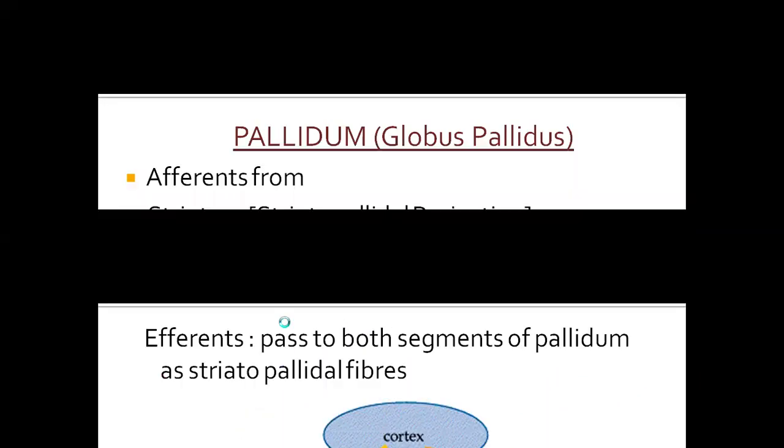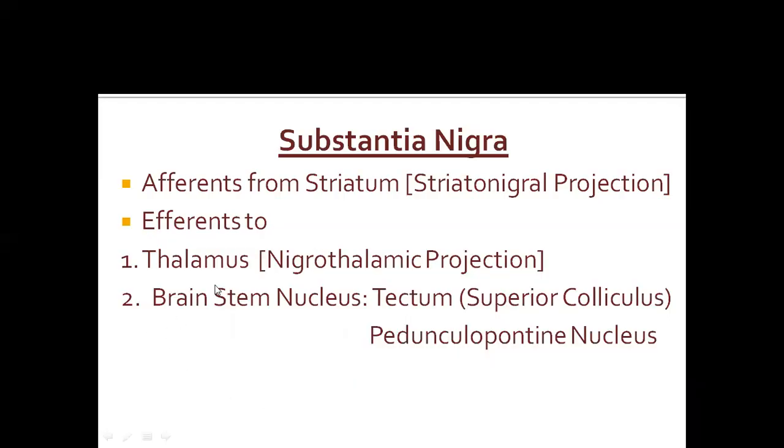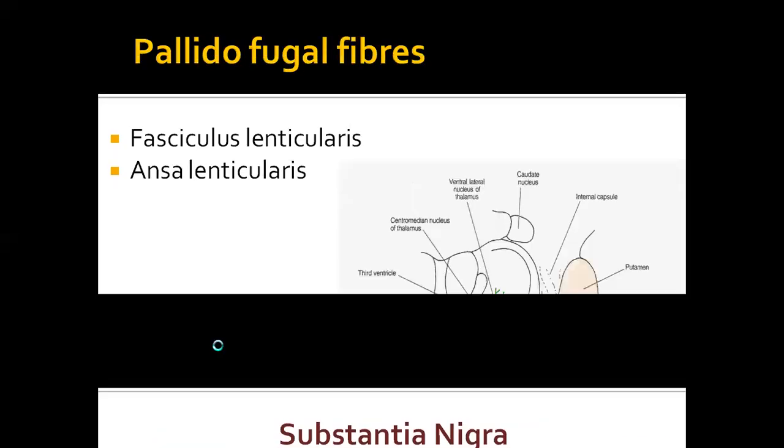Then the pallidum or globus pallidus: afferents come from the striatum, striatopallidal projection, then subthalamopallidal projection, then efferents to the thalamus via various nuclei. Then pallidothalamic projections, and we have pallidosubthalamic projections. So the substantia nigra: afferents come from the striatum, striatonigral projection, efferents to the thalamus and brainstem nuclei, that is the tectum, superior colliculus, through the pedunculopontine nucleus.